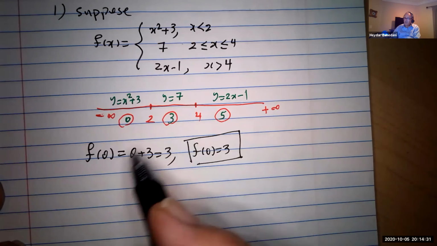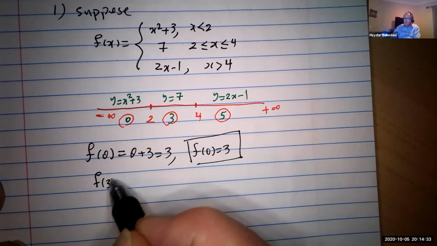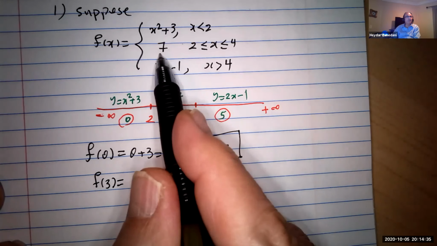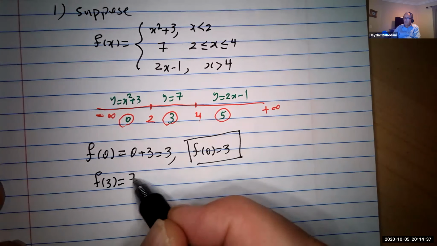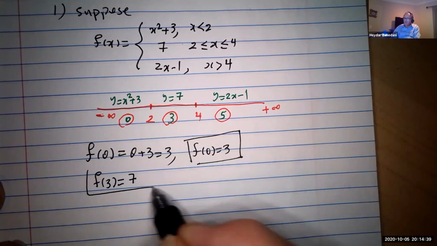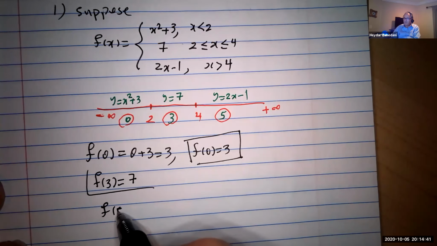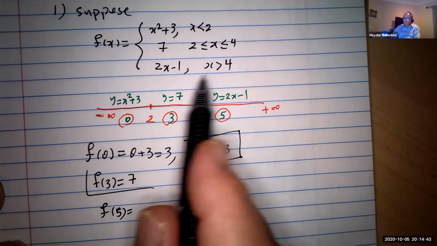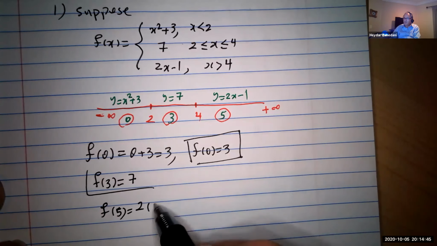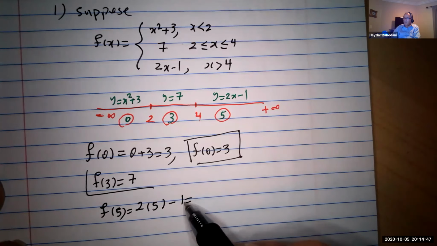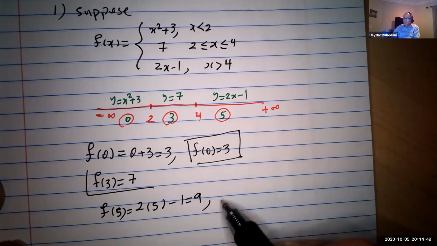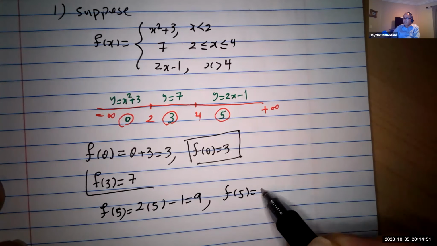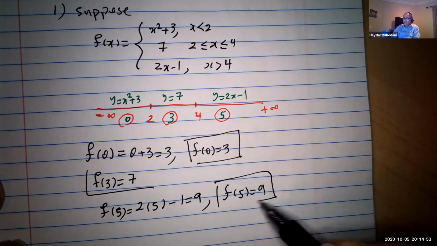Okay, so the second one is f of 3. You are in the second bracket, which is always 7. It's always 7, okay? So this is going to be the one. And f of 5, you are in the third bracket. So it's going to be 2 times 5 minus 1. 10 minus 1 would be 9. So f of 5 equals 9, and then you are done.